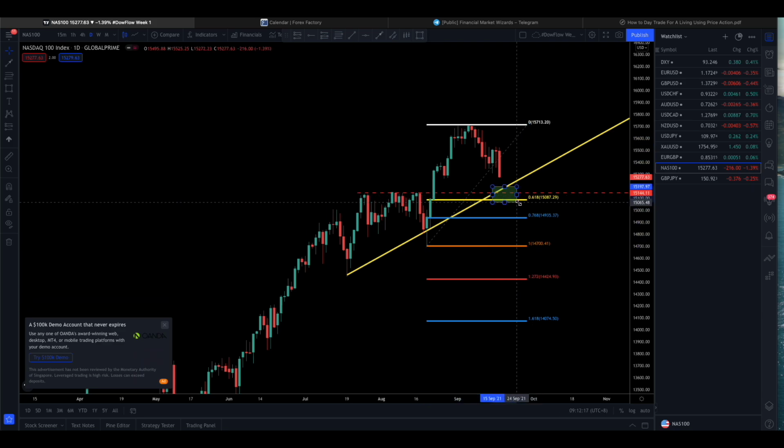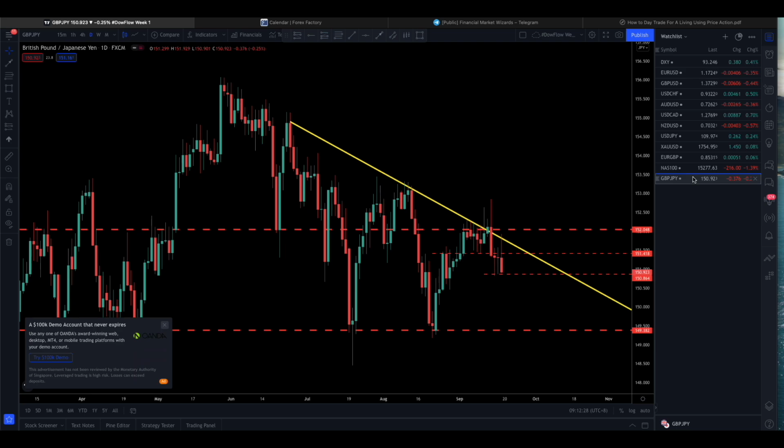So for this reason, I do think you have to be a bit more patient, wait for price to retrace lower here, and then once you get a candlestick pattern, you can go long. Okay, just be a bit more patient. Lastly, we have pound yen.